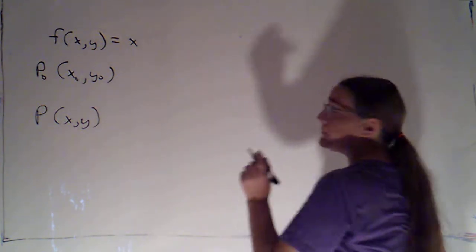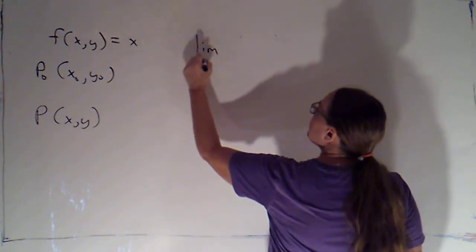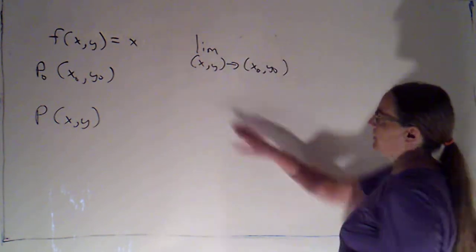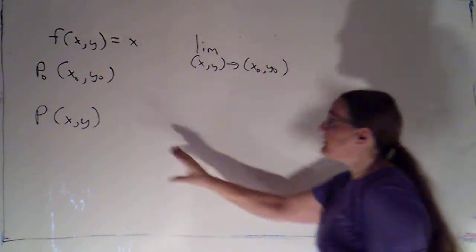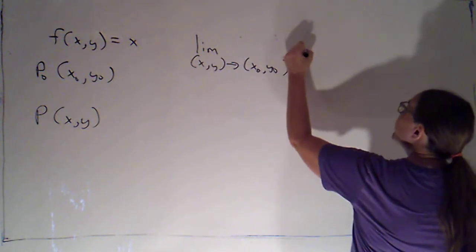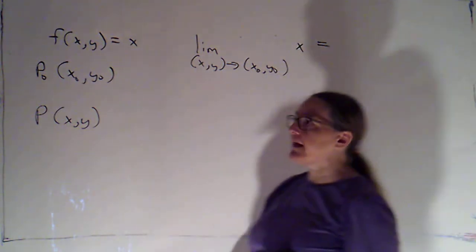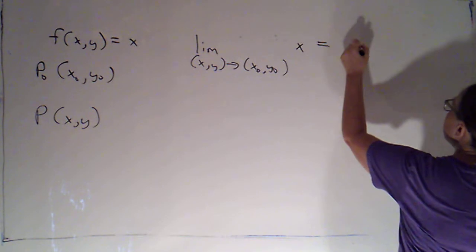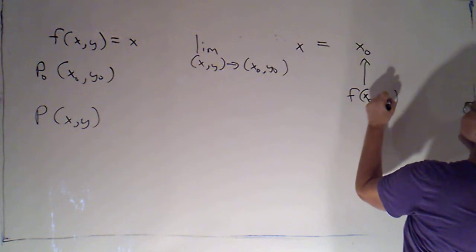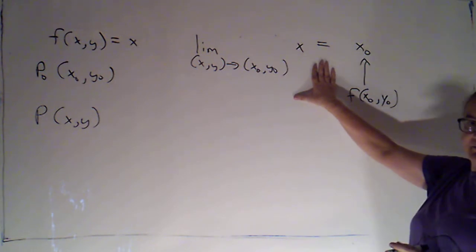Okay, so what I'm claiming then is that the limit as xy approaches x naught, y naught, I could also write that as p approaching p naught, but since I've got coordinates, I might as well use them. The limit of the function that just gives me x is, well, what would the function value be at p naught? It would be x naught. That's just f evaluated at x naught, y naught. Okay, so that's what I'm claiming.